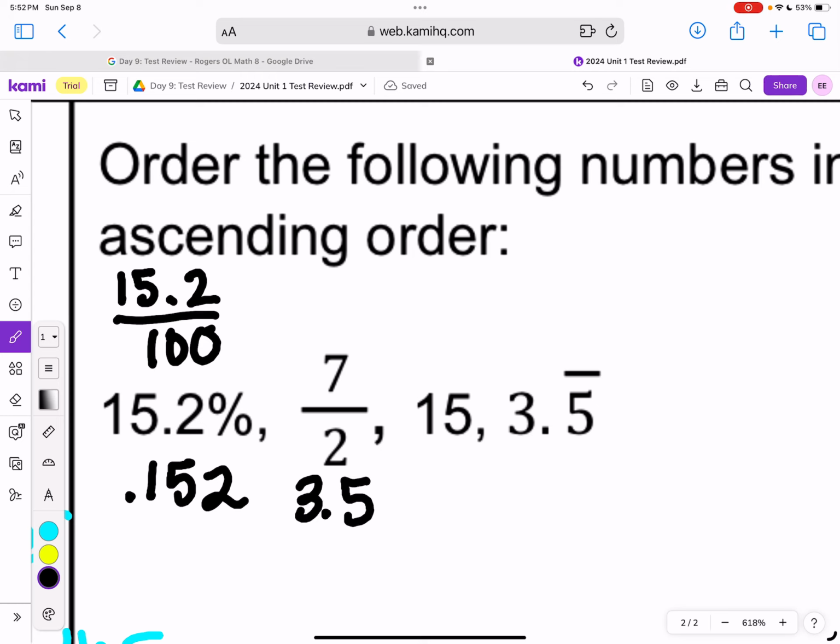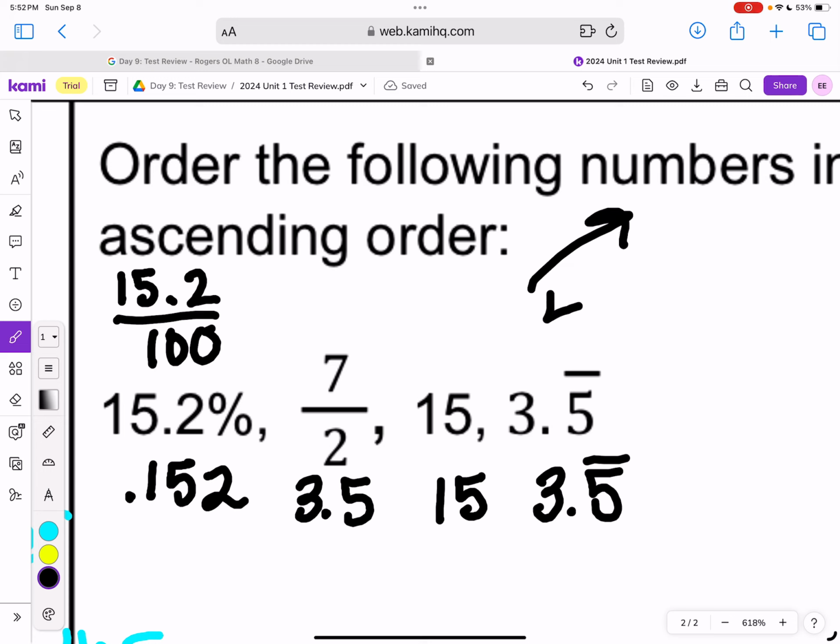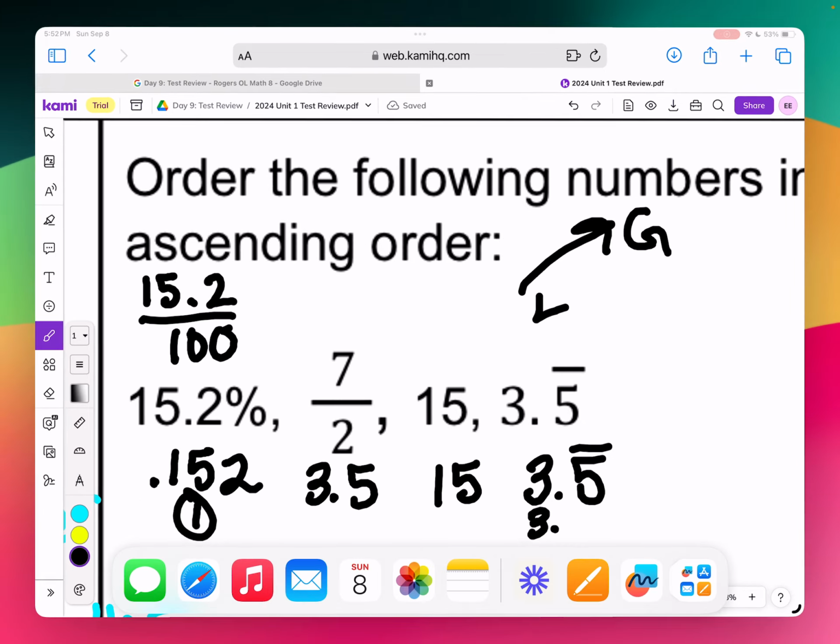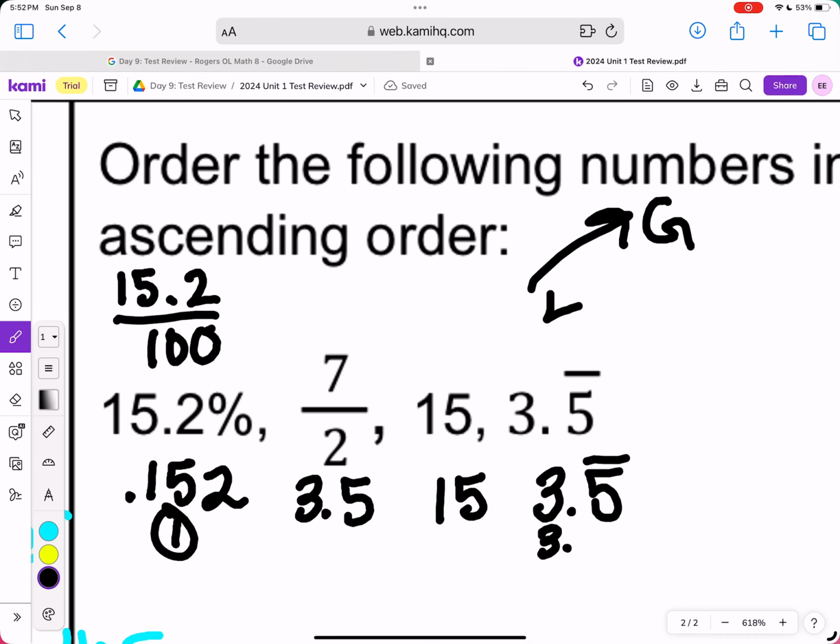Taking a look at the next ones, I have 3.5 and 3.555. So this is 3.5, 5, and so on. Okay, there's nothing after. We can represent nothing with 0. So if we take a look at the first number, they're the same. Second number, the 0 or nothing is essentially smaller than 5. So this would be the second. And this one's coming in for a close third. Okay, that makes 15 the last one.